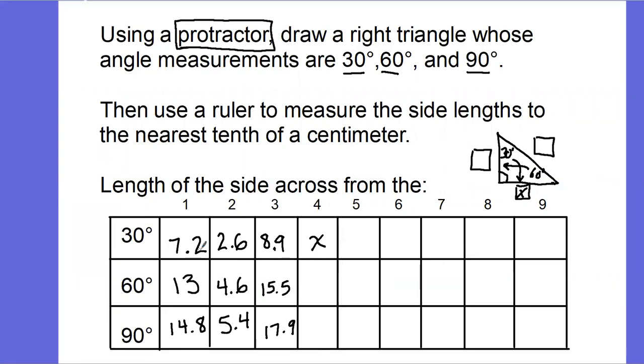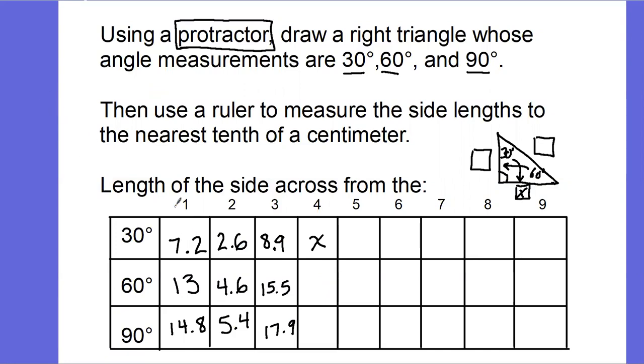All right. The first relationship that's the easiest is the relationship from here to here. When you see the number 7.2, what would you multiply that by to get to 14.8? When you see this number, 2.6, 2.6 times what would give you 5.4? 8.9 times what would give you 17.9? And thinking of this using the inverse, what would you divide 17.9 by to get to 8.9, or 5.4 to get to 2.6?